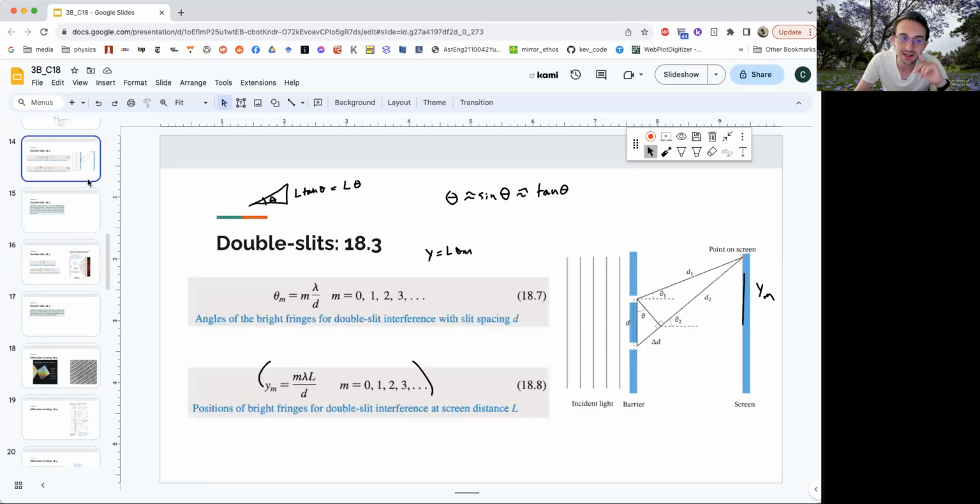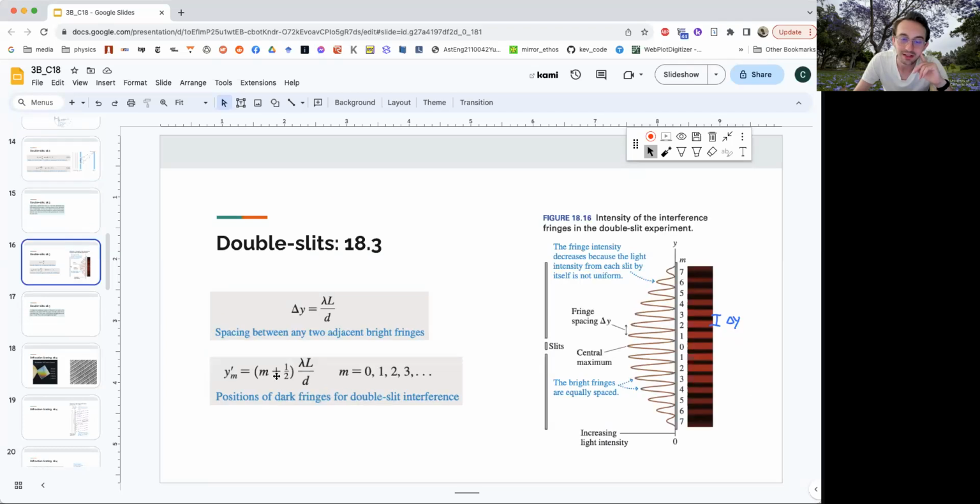But then you can see when we're finding the bright spots that they occur at every M value, so 0, 1, 2, 3, and so on. And when we're finding the dark spots, they occur at every M plus 1/2. So the first one is at 1/2 lambda L over d. That would be this dark spot 1 here on the diagram. So the one right above the 0, the central maximum. And we could also have any other M value to find any higher order dark spot, which are also called dark fringes.